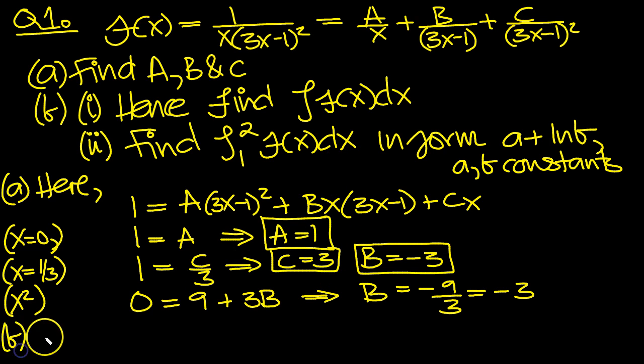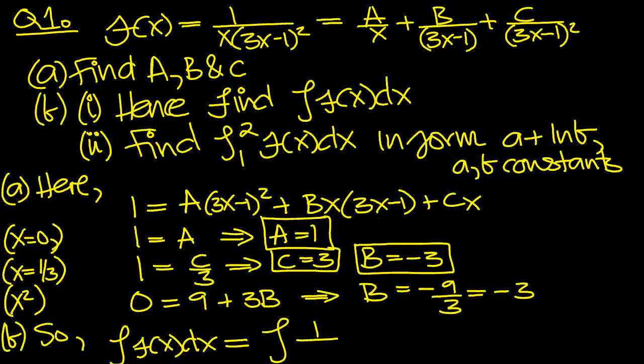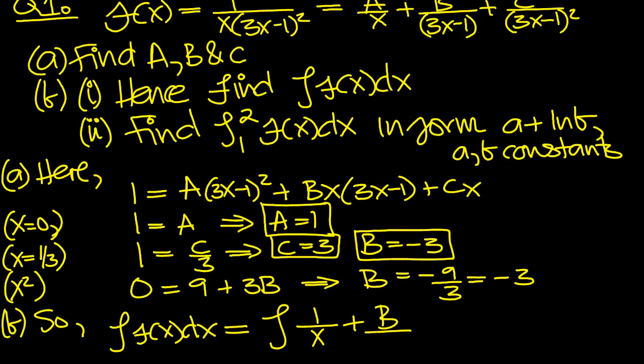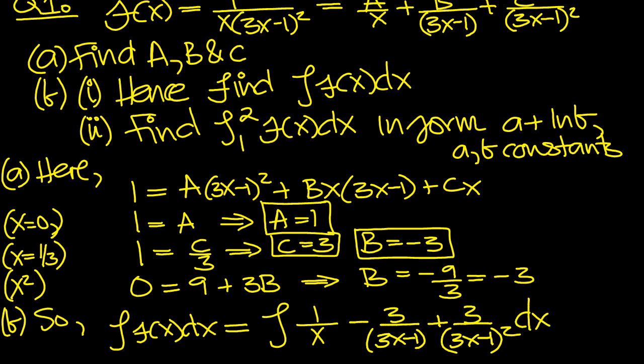So part b. The integral of f(x) dx is equal to, well, it will be the integral of a, which is 1, over, let's just look back, we've got x, plus b over the 3x minus 1, wasn't it? So let's just write that in. b would be minus 3. So that's minus 3 over 3x minus 1. And then c is 3, so it's plus 3 then, over 3x minus 1 squared dx. So let's integrate then.